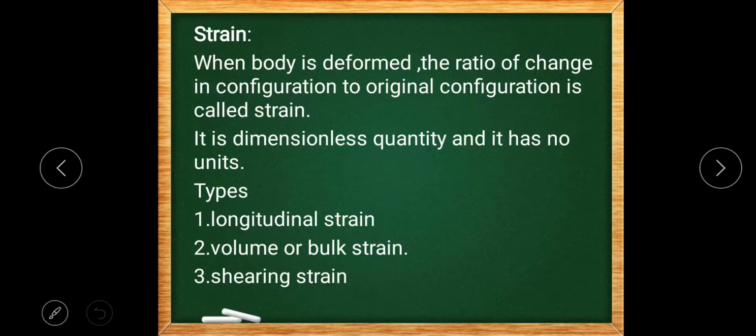Now let us discuss strain. When a body is deformed, the ratio of change in configuration to the original configuration is called strain. Here configuration means the dimensions of the body, so it may be length or area or volume. The strain is a dimensionless quantity and it has no units.